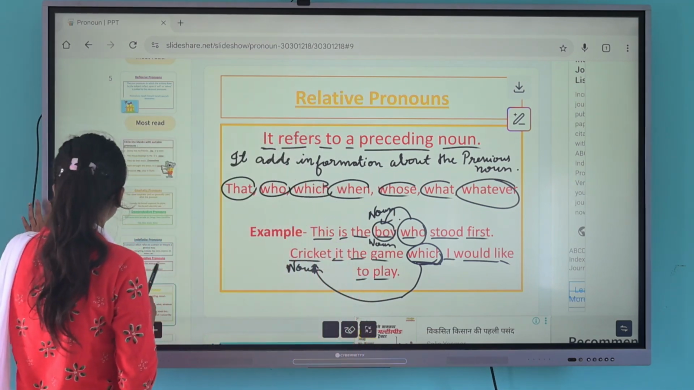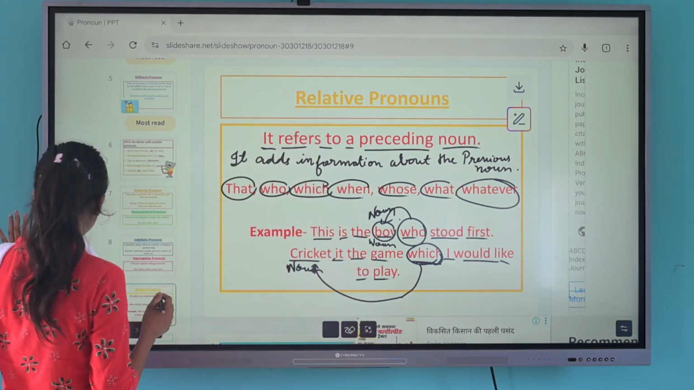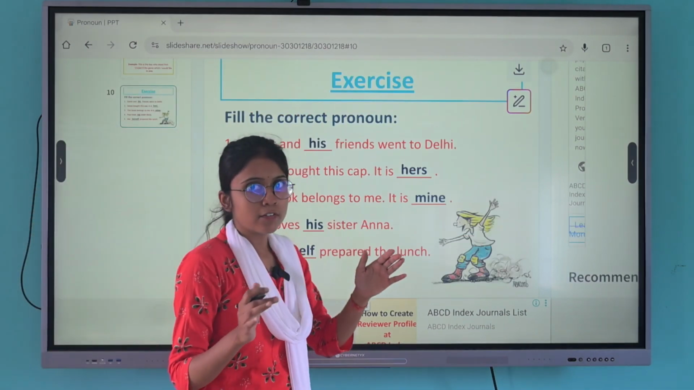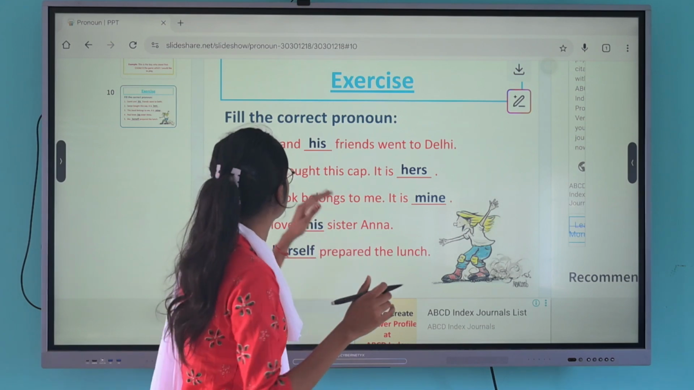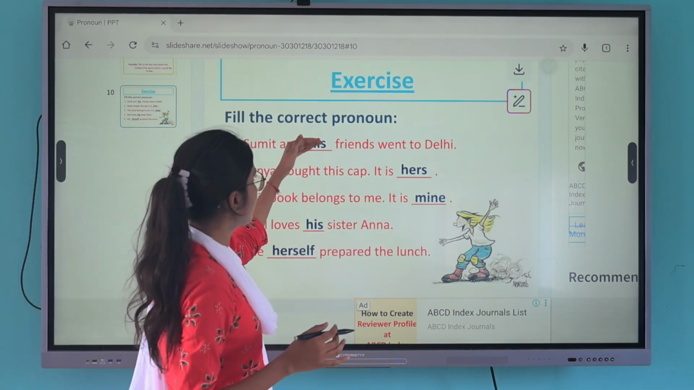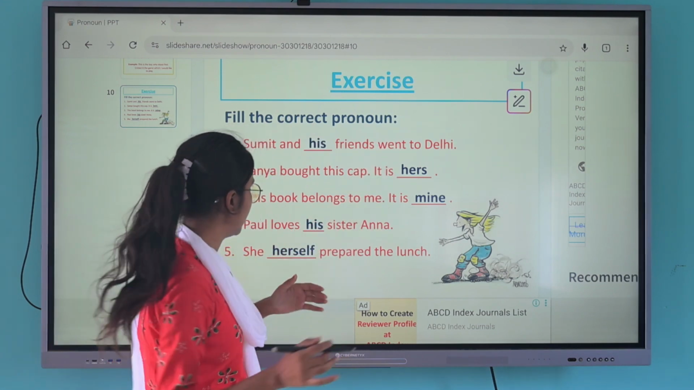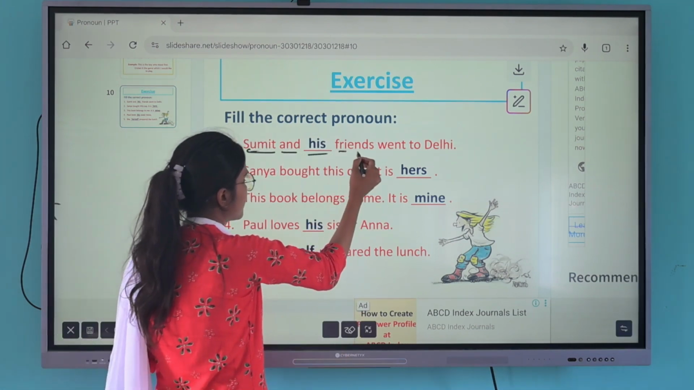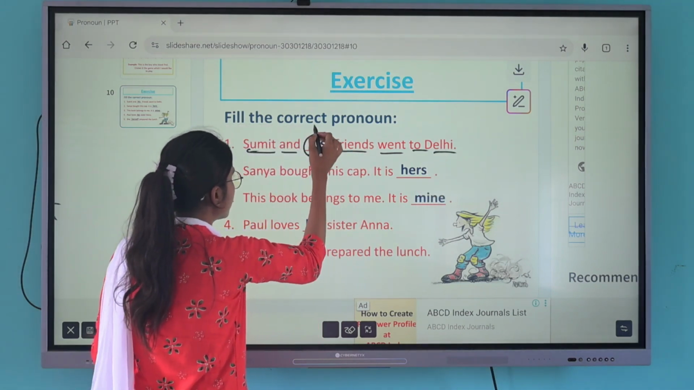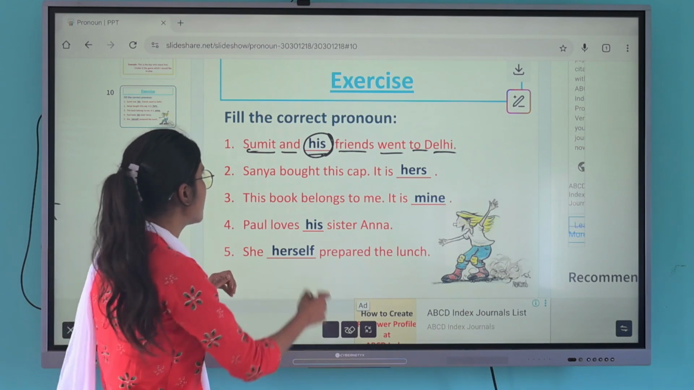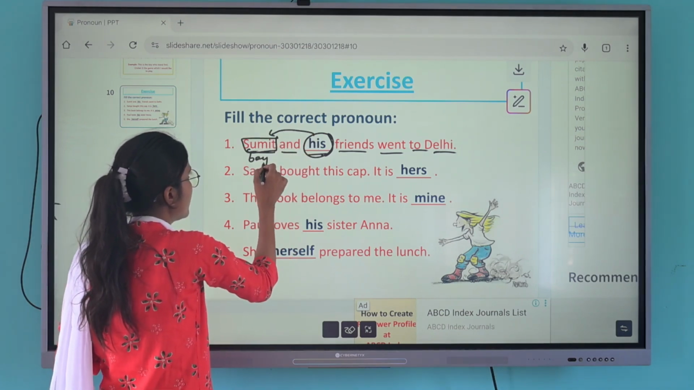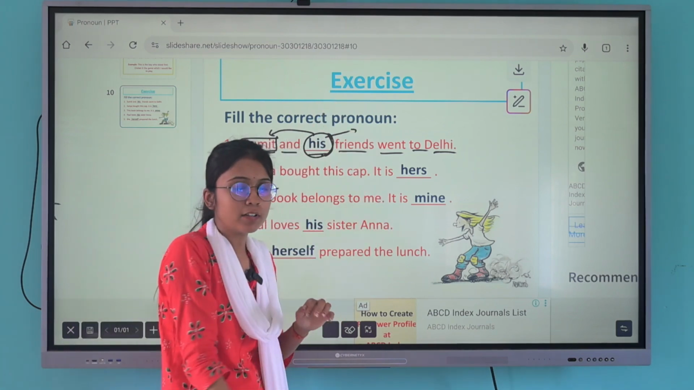Okay, let's discuss the next kind of pronoun. So that's the end. Let's see some exercises. Some exercises on pronouns. Fill in the correct pronoun. The first one: Sumit and his friends went to Delhi. So why do we place his here? His is for Sumit. Sumit is a boy, and what kind of pronoun is his?